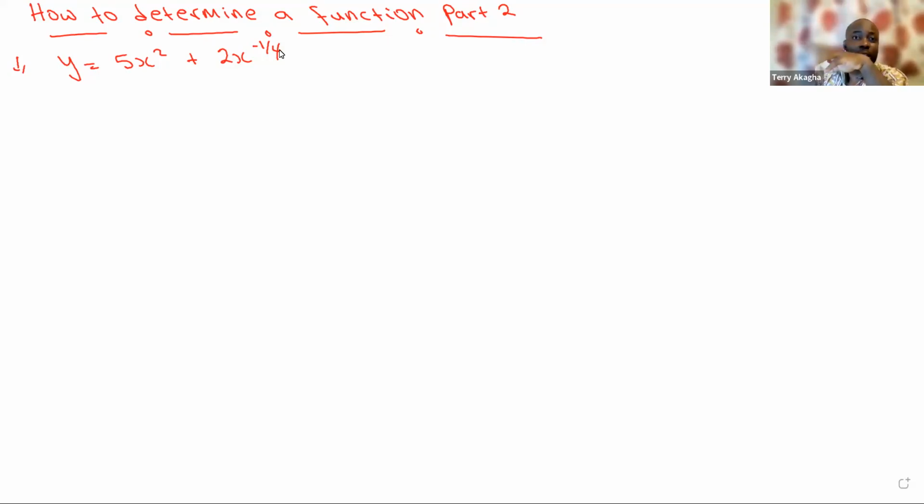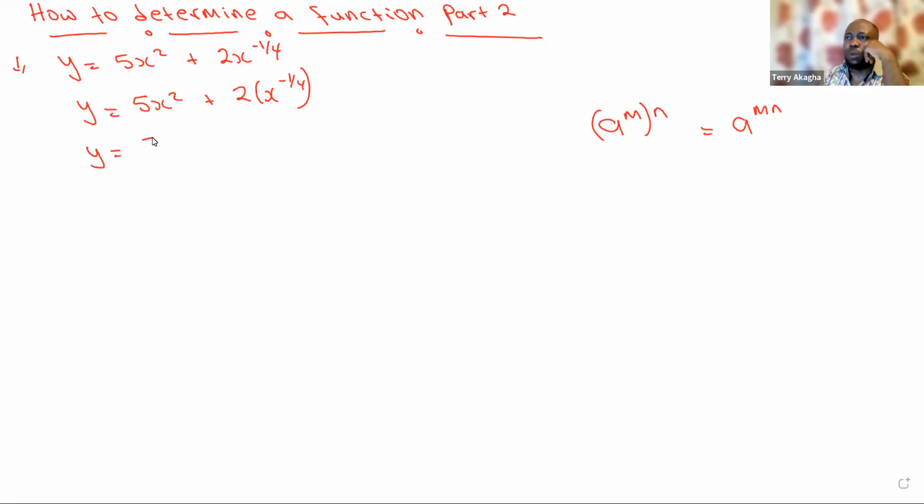So for instance, if you look at this question here, you have y is equal to 5x squared plus, I can break this based on the laws of indices, because remember the laws of indices, a raised to power mn is the same thing as a raised to power m times n. Do you remember this? So I can break this as well. I can say this is the same thing as 2x minus 1 over 4, right? So applying the laws of indices first, y is going to be equal to 5x squared plus 2, x raised to power minus 1 over 2 multiplied by 1 over 2.